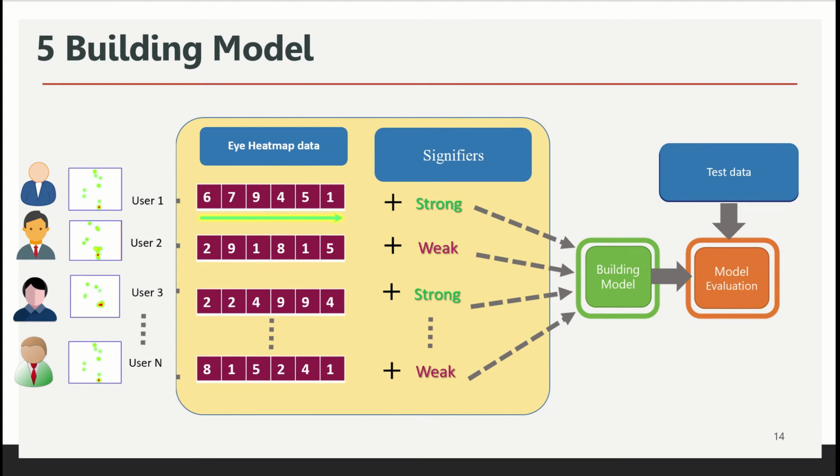Let's move to building the classification model. When data pre-processing on the heat map data from participants was finished, the strong and weak signifier labels were used as the class label to build the machine learning model. Leave-one-out cross-validation was used to evaluate the performance of the classifications.